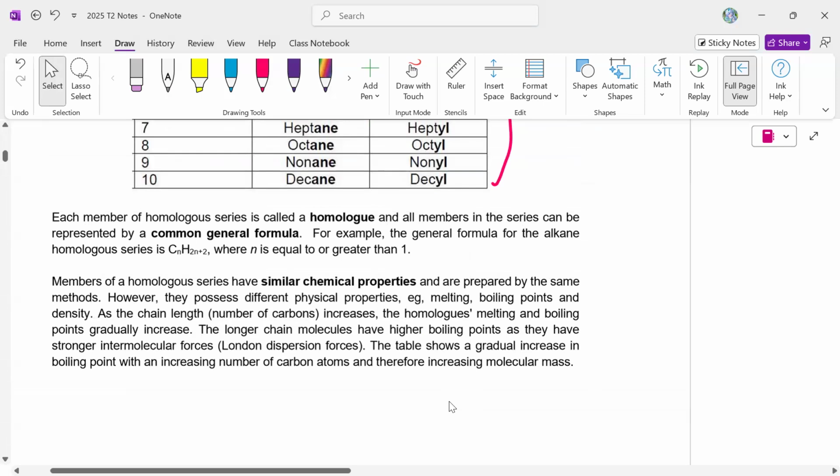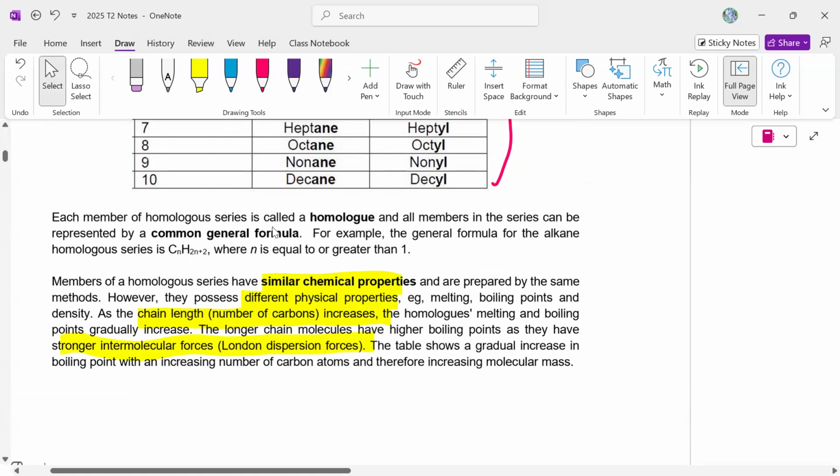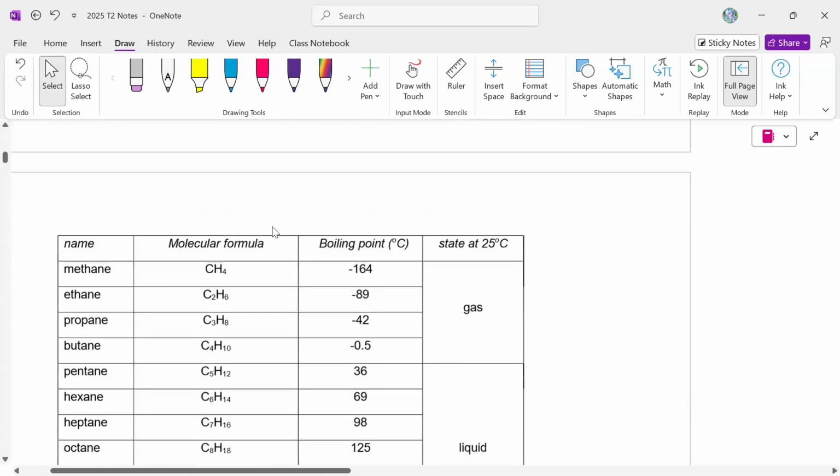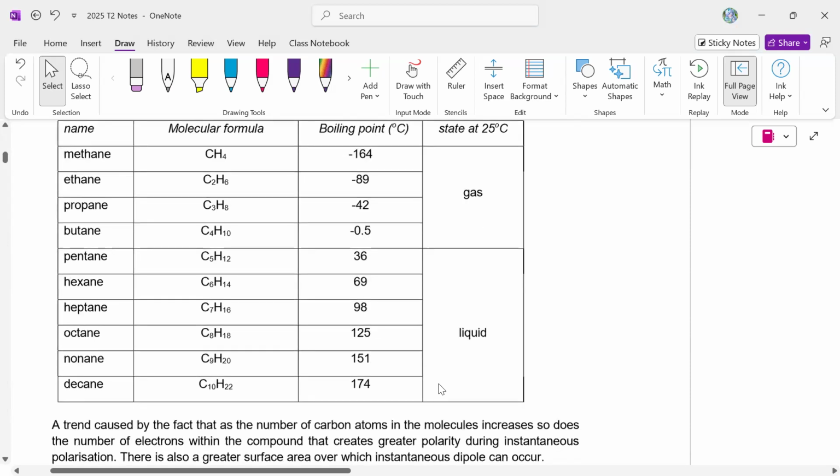Okay, so as mentioned earlier, we expect them to have similar chemical properties but differing physical properties as a result of the carbon chain length increasing and affecting the London dispersion force, which makes it stronger. So it affects properties like melting point, boiling point, viscosity, and density. You can see that as the chain length increases down the homologous series, the compounds change from a gaseous state to a liquid state, and then eventually for very long chains it could be a solid.